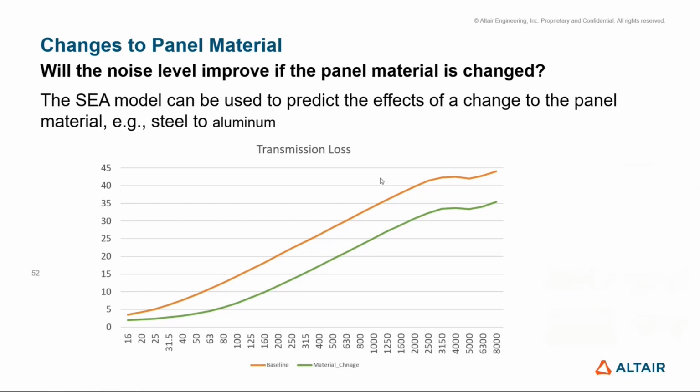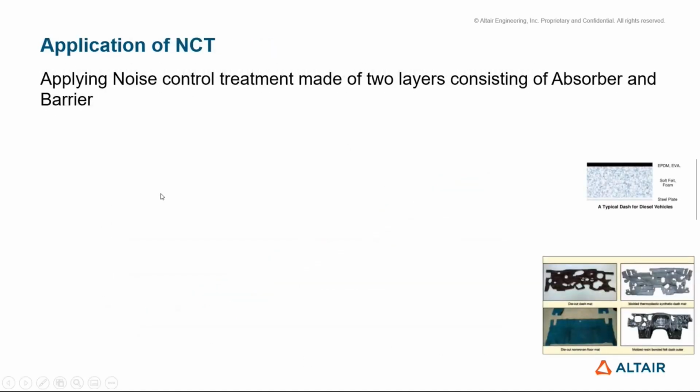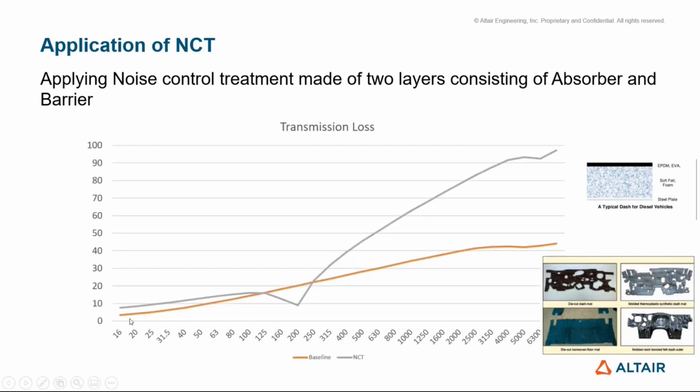Further, on top of it, on the same dash, I applied a noise control treatment of absorber and barrier. This is just a noise control treatment of two layers. One is the foam, an absorber which absorbs the sound, and one is a barrier EPDM layer which blocks the noise coming in. Now for the same dash, when I have applied this treatment, you can clearly see that there is a huge improvement in transmission loss. It obstructs much of the energy entering the cavity except at this region. This is due to the mass being added.